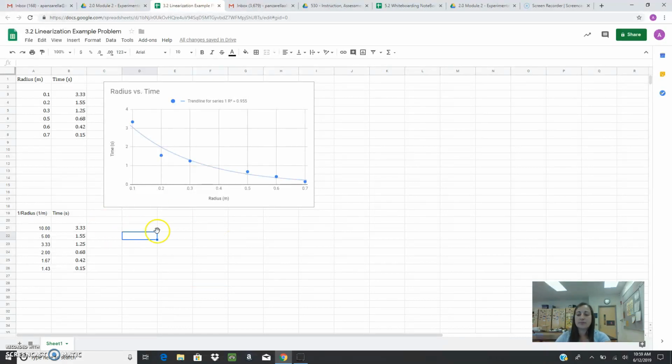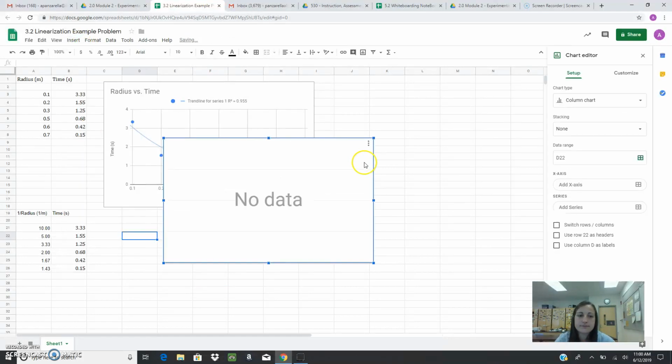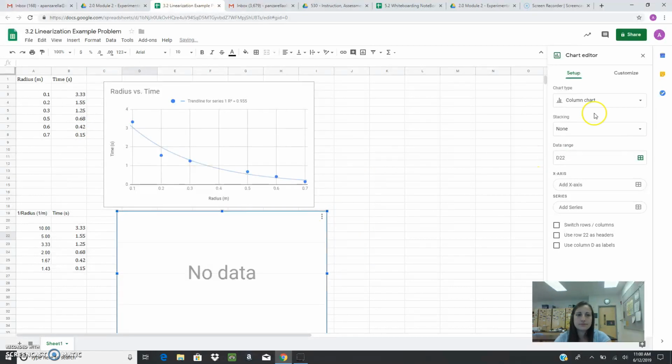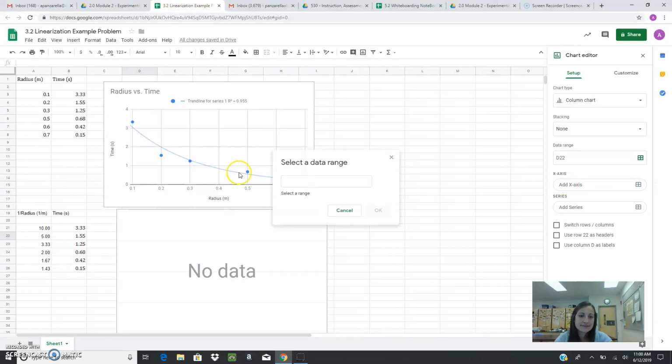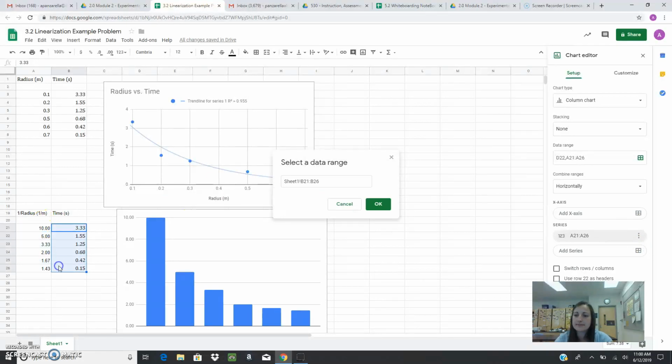linear trend. So once again, clicking into a new box, insert, chart. I'm going to just go ahead and pull this down. And then once again, add x-axis. So adding in my new x values. I'm going to hit OK. And then my y's are not there yet, so I can add series. And let's add in my y's. And then we're going to go ahead and hit OK.